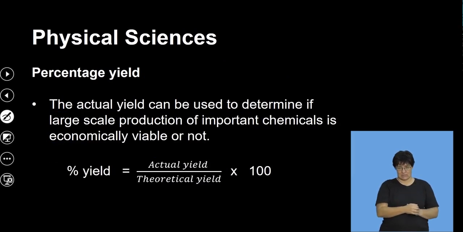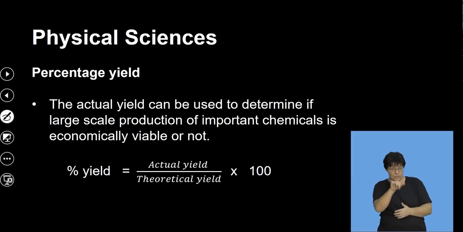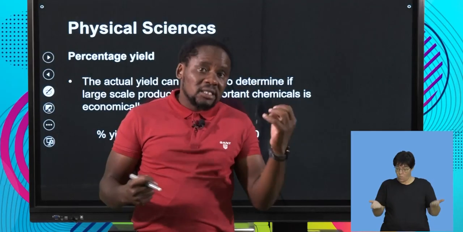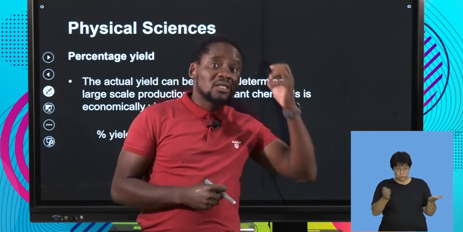And then, in the percentage yield, the actual yield can be used to determine whether the large-scale production of important chemicals is viable or not. So we have our own expectation in terms of the quantity of the product, but in reality, the actual yield is normally less than the expected or the theoretical yield.